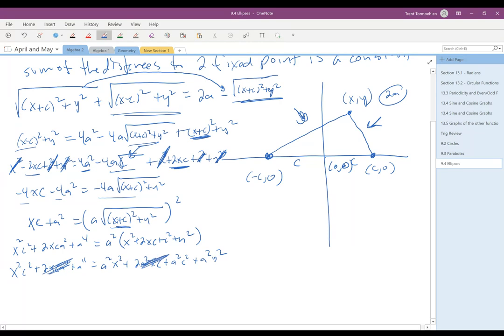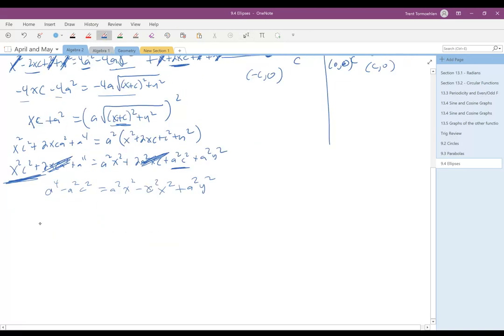And then if we collect the x's and y's on one side and everything else on the other, we're going to subtract a squared c squared. So that gives me a to the fourth minus a squared c squared on the left. And on the right, we're going to have a squared x squared minus c squared x squared when I subtract this, plus a squared y squared. If I factor out an a squared there, that's going to give me a squared minus c squared. And then here, I'm going to factor out the x squared, so a squared minus c squared, x squared plus a squared y squared.